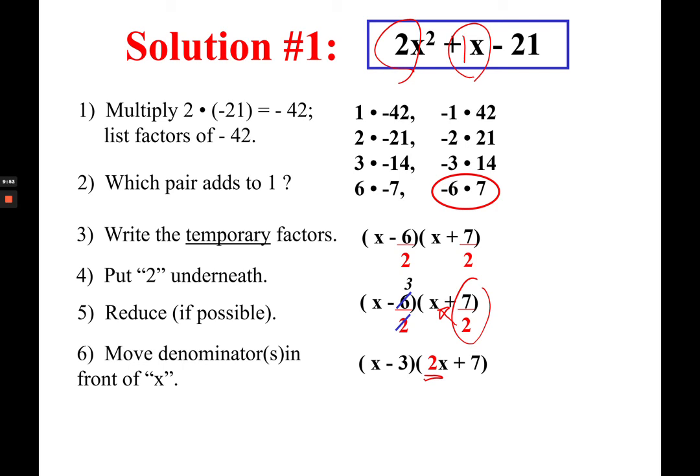Okay? And we are confident that x minus 3 multiplied by 2x plus 7 is the factor of our problem. You could verify it by yourself by doing FOIL. Let's have your last example.